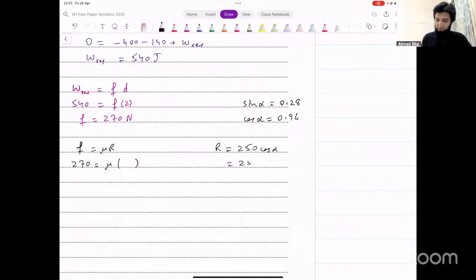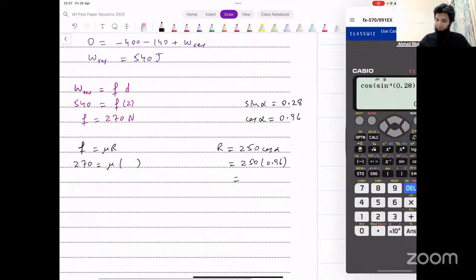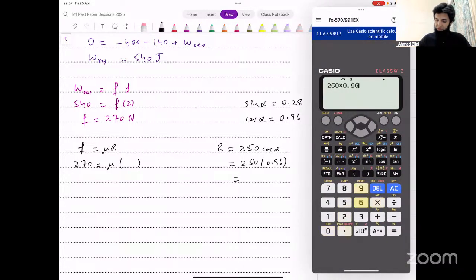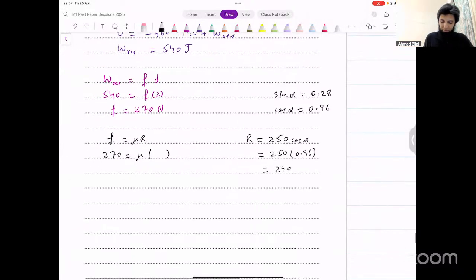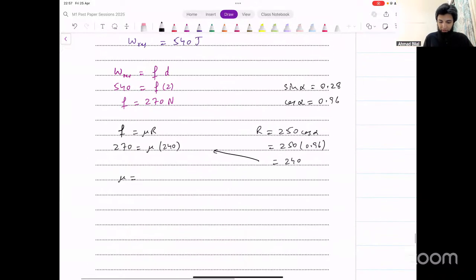The value of R turns out to be 250 into 0.96. What's that? 250 into 0.96. That's 240. That's the value of R. Put that here, and that will give you the value for mu. Mu equals 270 over 240. That's 9 over 8, or in decimals, 1.125. That's the value of mu that we've got, and that's our final answer. Make sense?